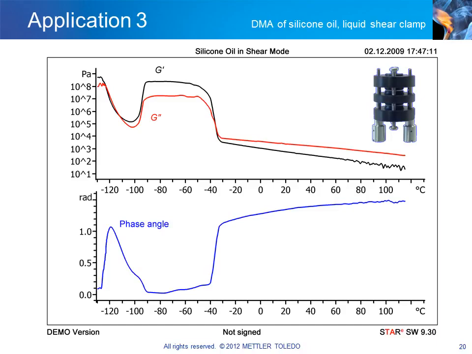The measurement curves show the decrease in the storage modulus G' at the glass transition at about -115 degrees. This is followed by an increase at -100 degrees due to crystallization, and then melting at -40 degrees, where the storage modulus again decreases. The sample is then liquid, and the red curve of the loss modulus G'' lies above the black curve of the storage modulus. The storage modulus changes by 7.5 decades.